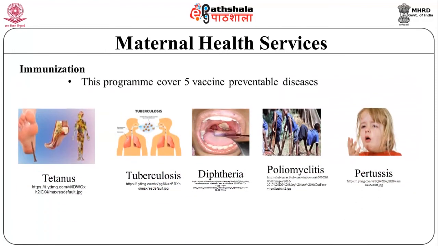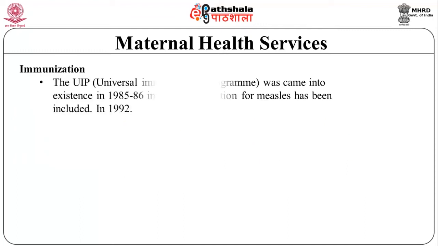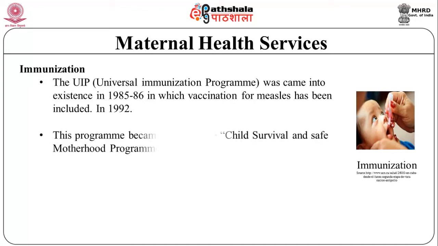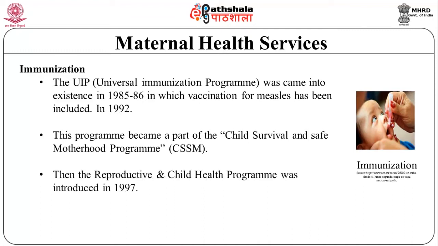This program covered 5 vaccine-preventable diseases, that is tetanus, tuberculosis, diphtheria, poliomyelitis and pertussis. The UIP, Universal Immunization Program, came into existence in 1985-86, in which vaccination for measles was included. In 1992, this program became a part of the Child Survival and Safe Motherhood Program, CSSM.